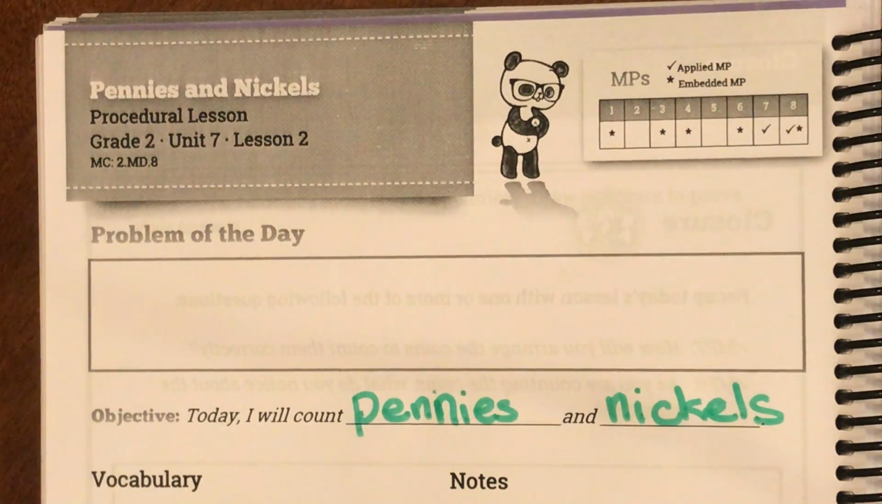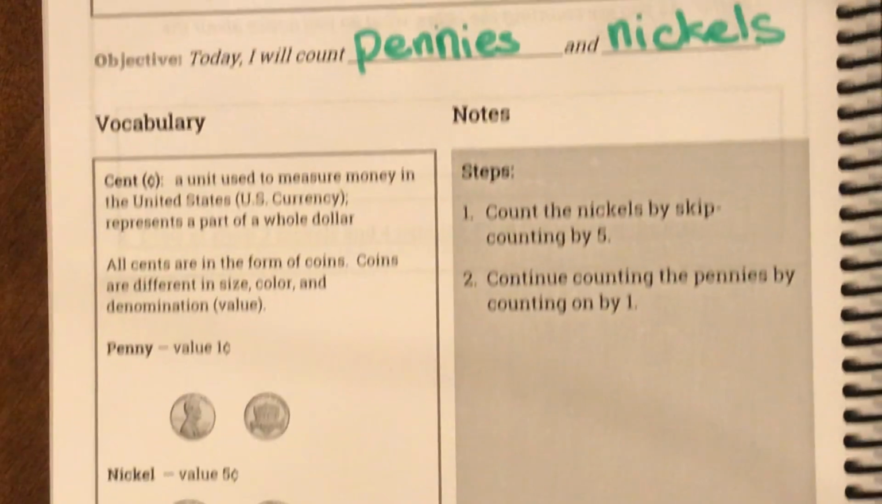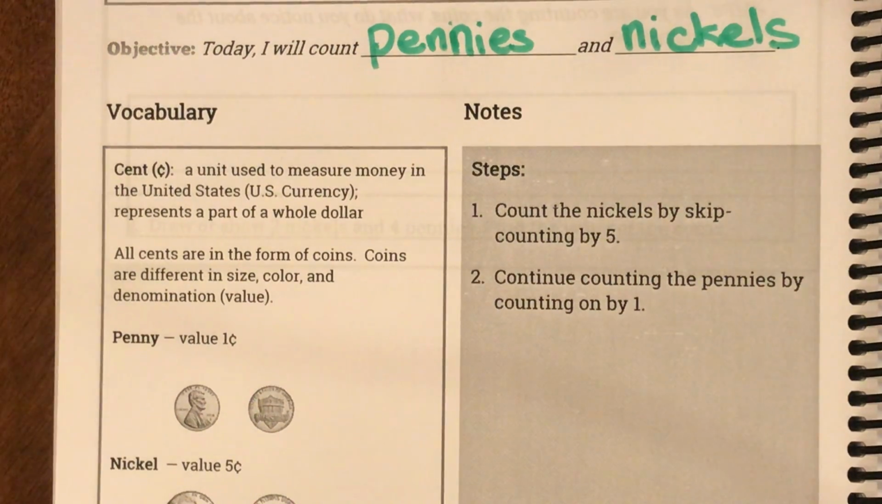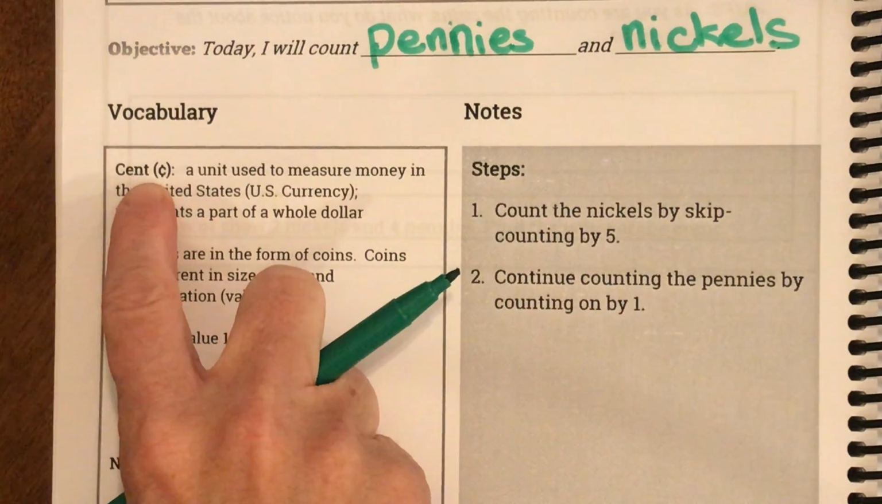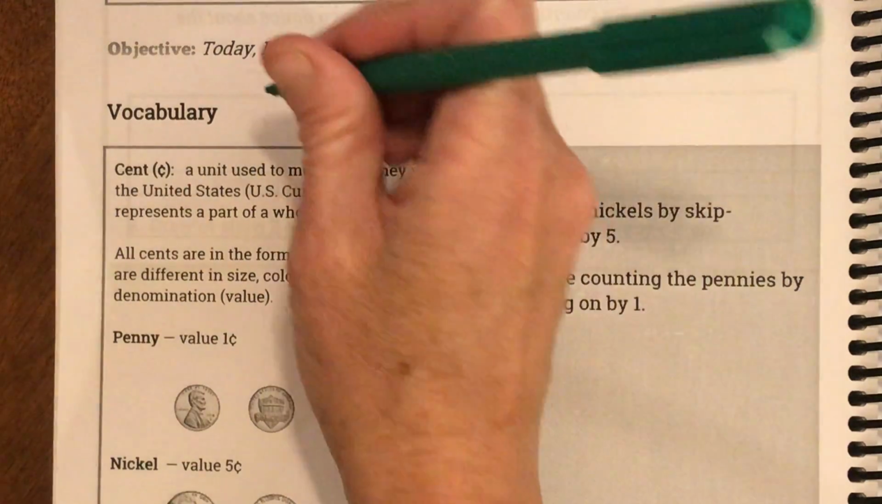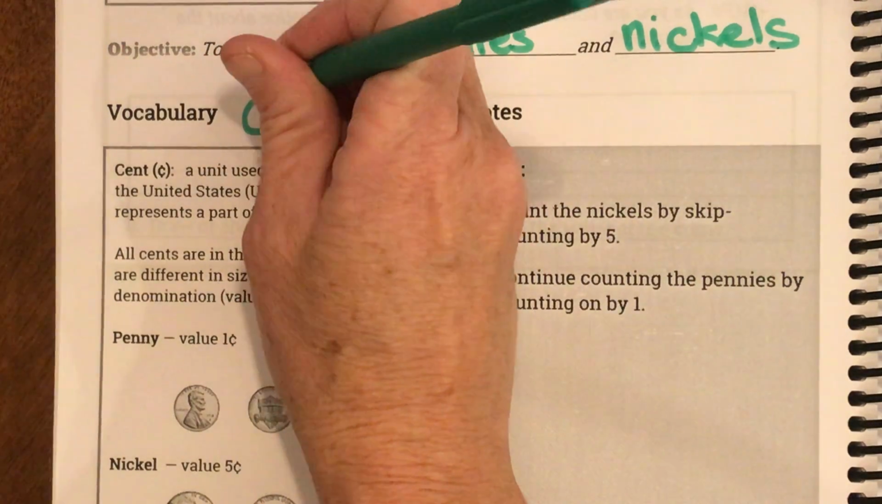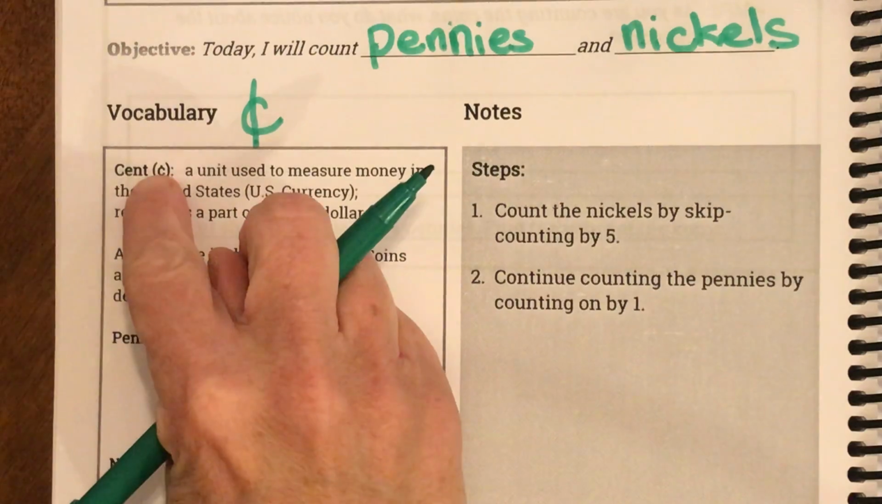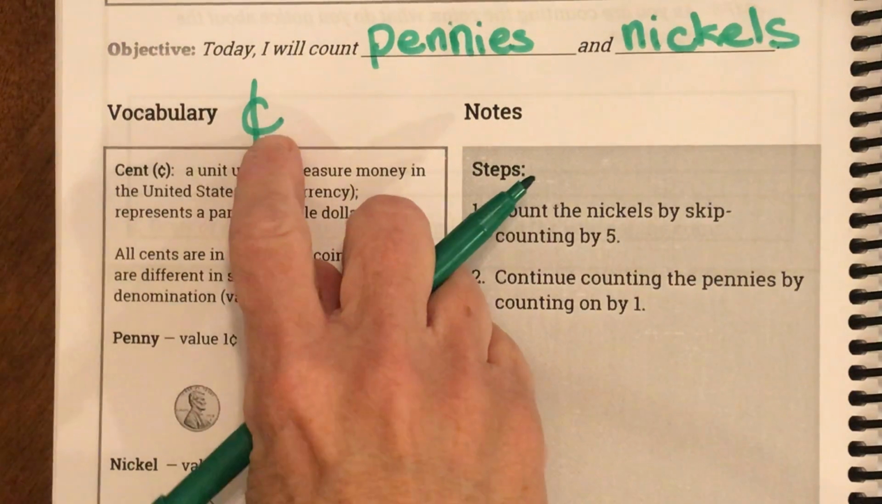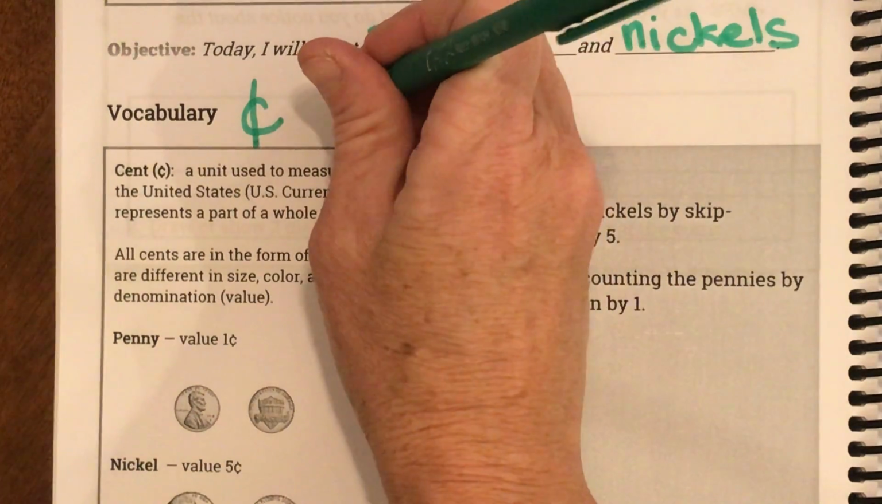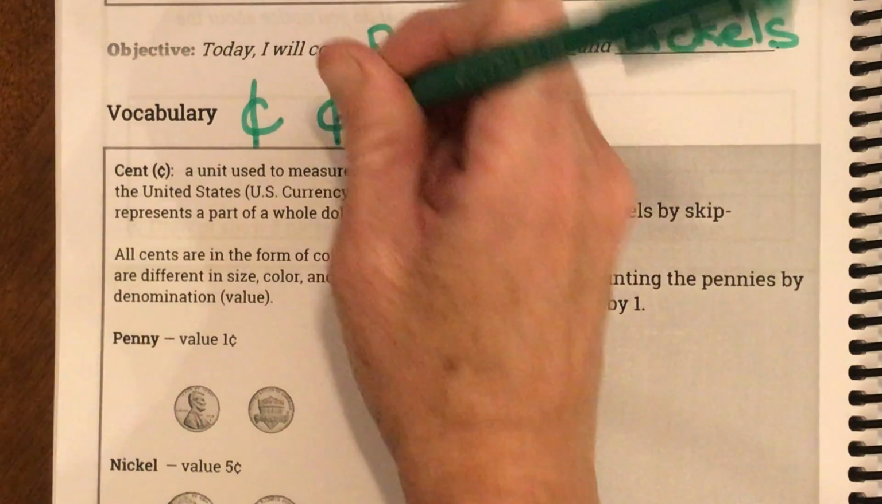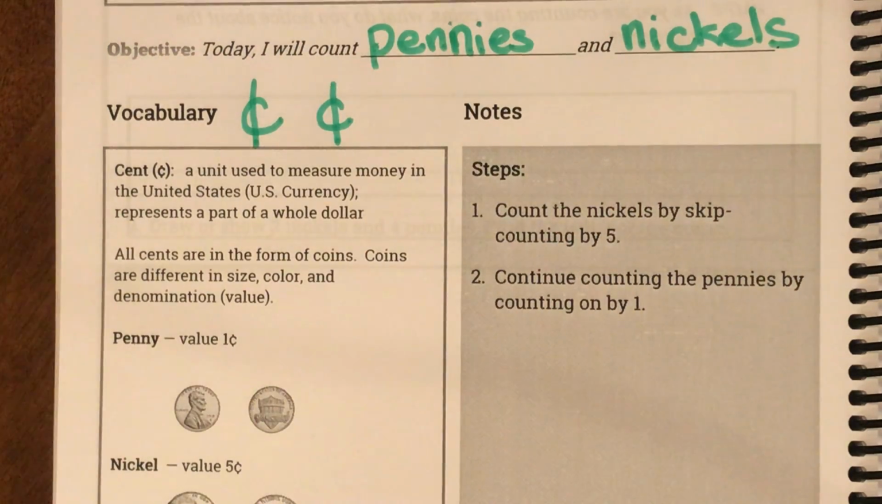Okay, so let's look at our vocabulary today. And the first thing we see is it says cent, and they drew a cent sign. Now, I usually make my cent sign with the line going through it. They didn't have the line go through it, and mine usually goes through it. I try to even make the line be a little bit more in the center. That's a better cent sign.